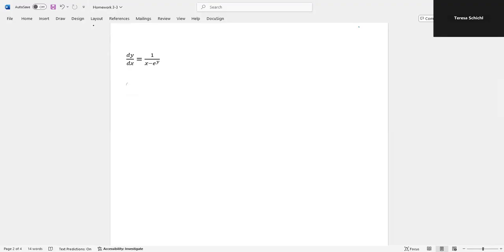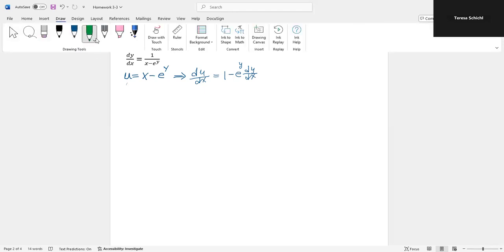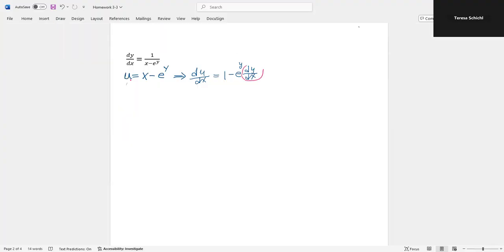First substitution: I'm going to set u equal to x minus e^y, because this x minus e^y is kind of messy, so I will change it to a simpler one. u equals x minus e^y. Now I take the derivative of both sides. So I will have du/dx equal to 1 minus e^y dy/dx. Like we did with substitution before, I want to find the value of dy/dx, so then I can plug it into my original equation.